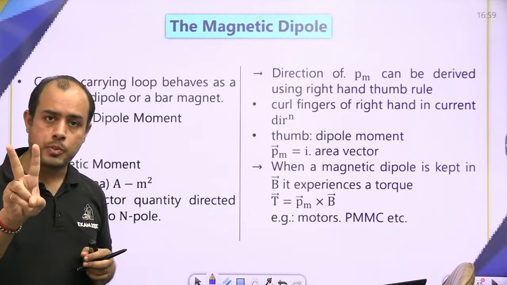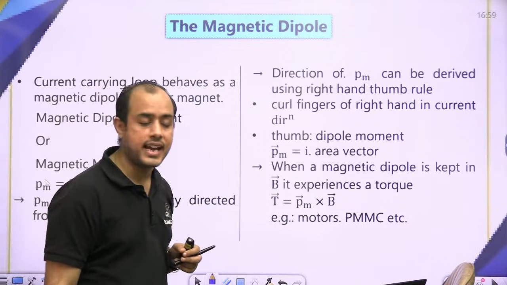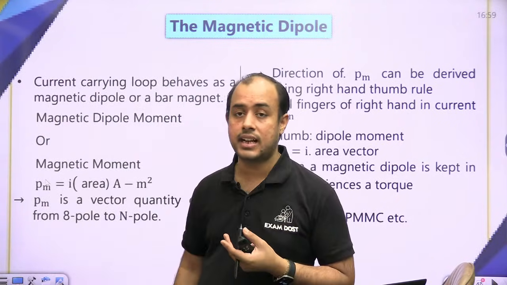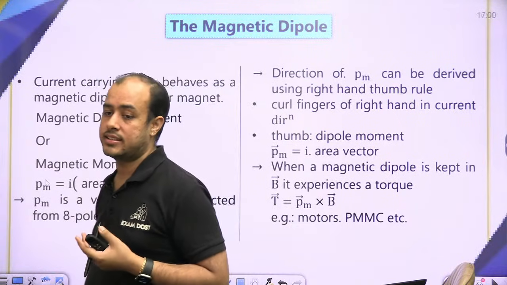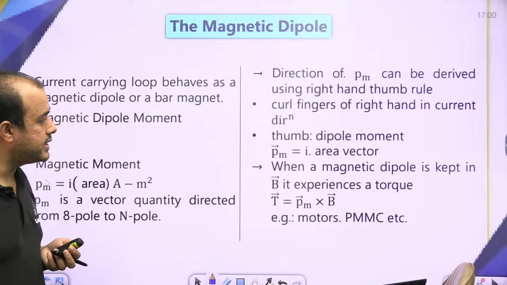A bar magnet has two poles, north and south. So a current carrying conductor or a current carrying loop will behave like a magnetic dipole, that is, north pole and south pole. How to decide R for different coordinates in the A equation?